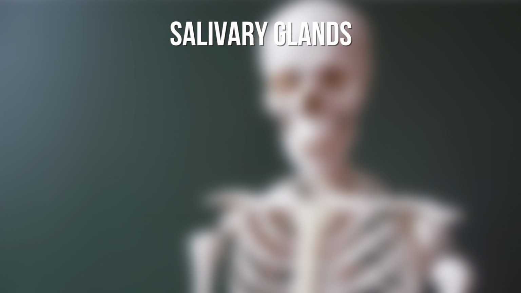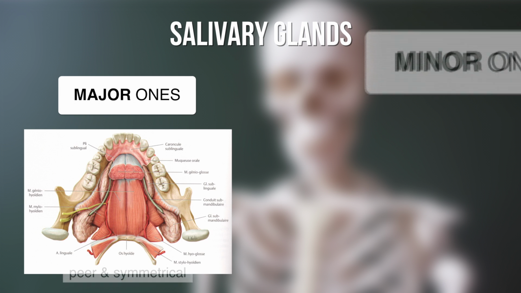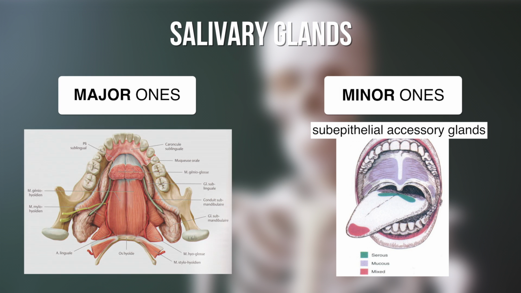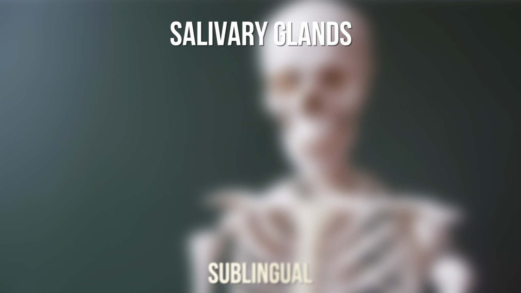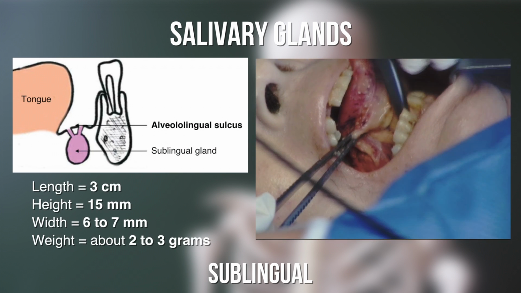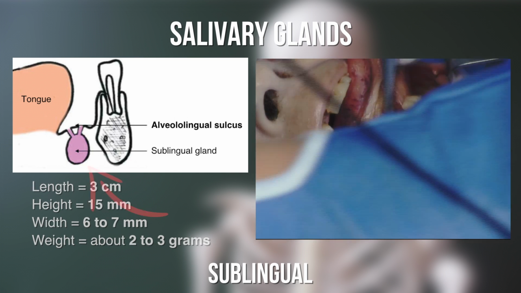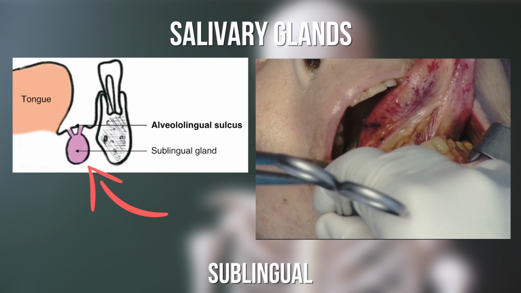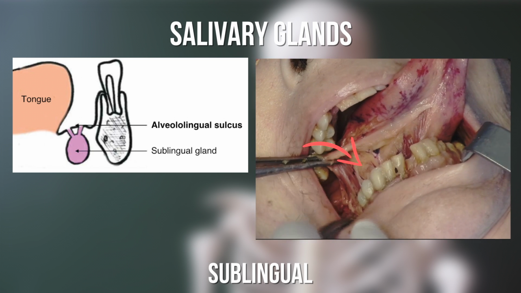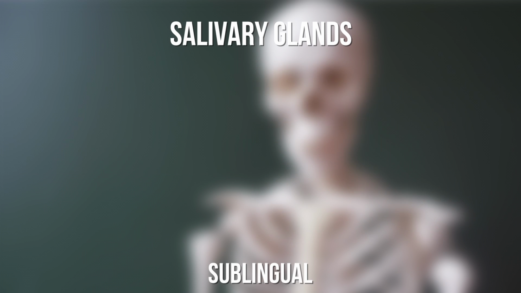The oral floor contains several salivary glands, such as major ones, the sublingual and submandibular glands, which are pure and symmetrical, and minor ones, subepithelial accessory glands. Sublingual glands are the smallest of the three principal salivary glands. They are flattened transversely and elongate. Located inside the oral floor, under the mucous membrane of the alveololingual sulcus or sublingual fold, they are composed of an agglomeration of around 20 glandular lobes.